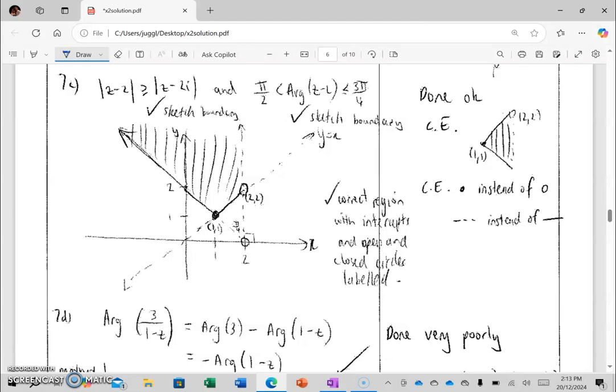Next, C. This was done okay, but could have been done better. You have to take care that you answer the question. They were looking for... Question made it really clear.